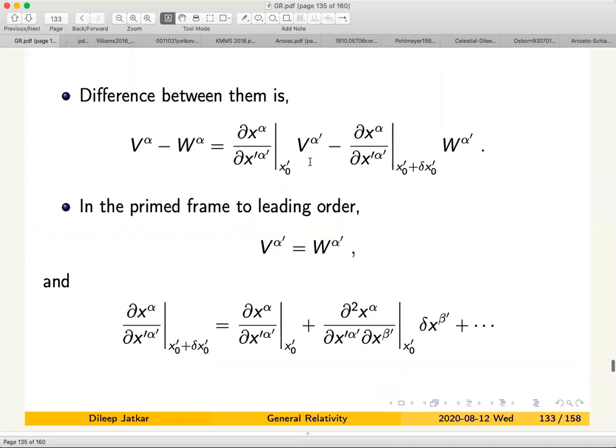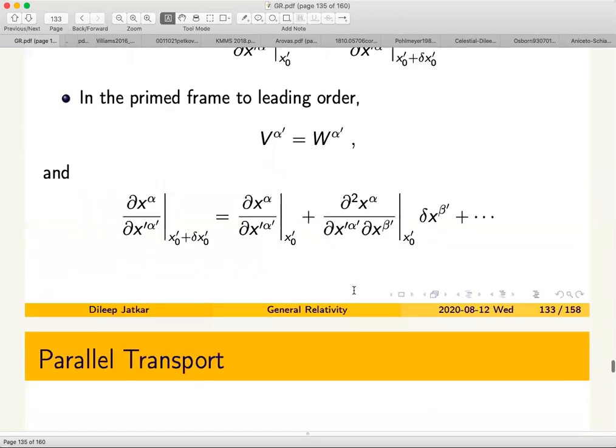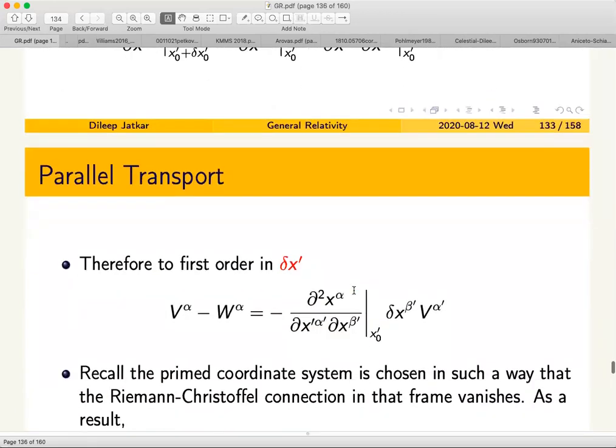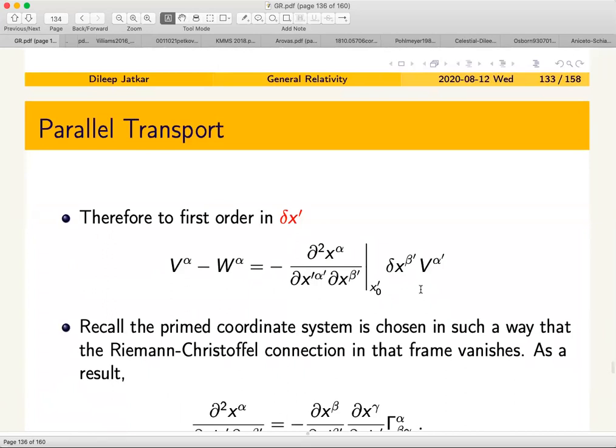So you can pull it out, and then you get V alpha prime minus W alpha prime, which are also equal to leading order. So that first derivative piece just cancels. The next piece is a second derivative piece, and that is the piece which will remain. Okay, and what we will do is basically write down that expression. We have used the fact that W alpha prime to leading order is same as V alpha prime here.